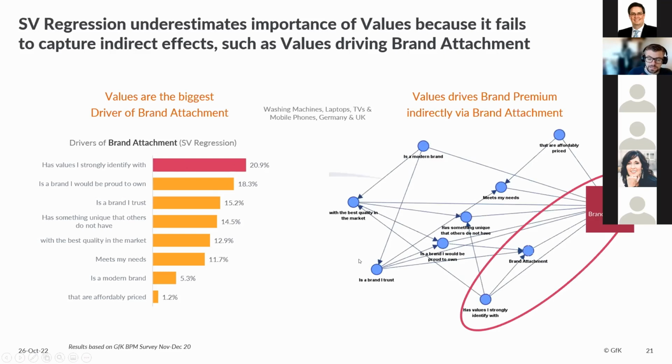So in our Bayesian networks, this value statement is not only driving brand premium directly, but it's got a strong relationship with brand attachment, which then is the top driver for brand premium. So we get this indirect pathway as well. And so that value statement gets a higher importance than when you just take into account the direct effect only, like you do in a Shapley value regression model.